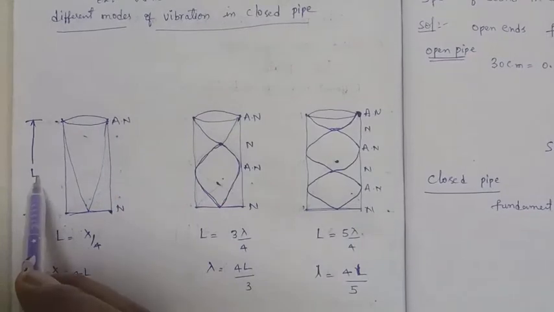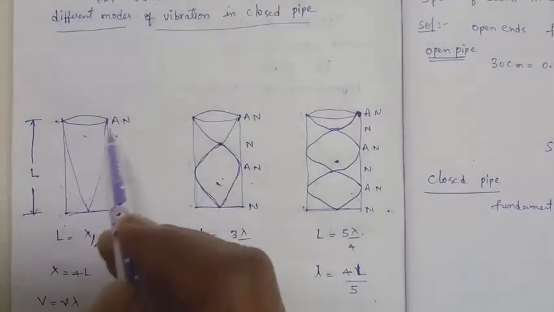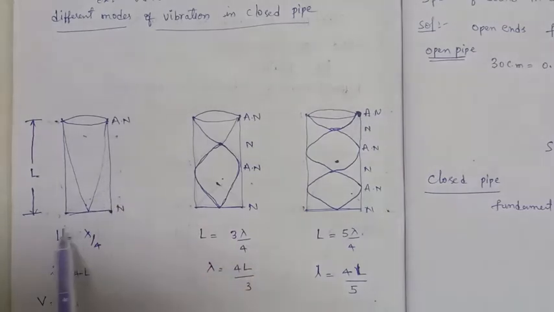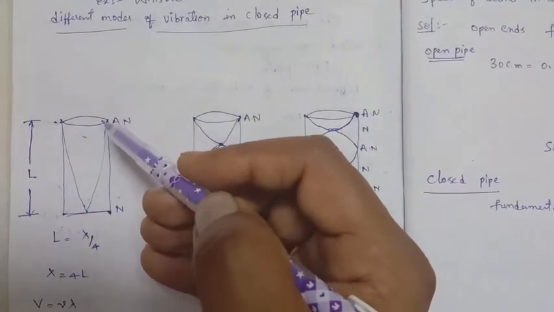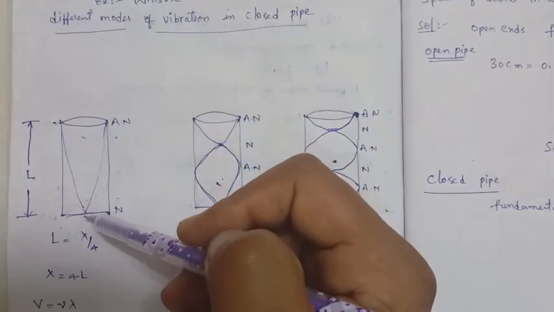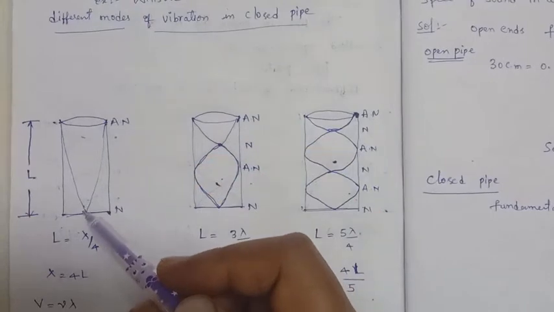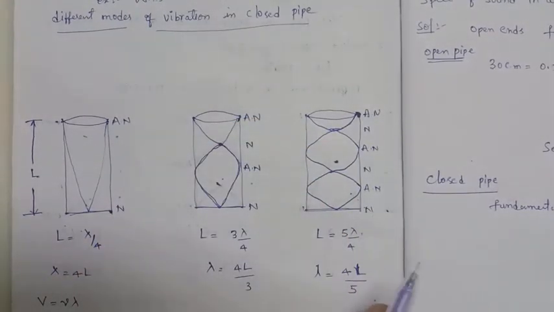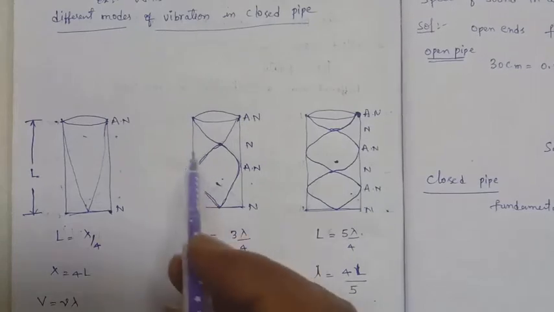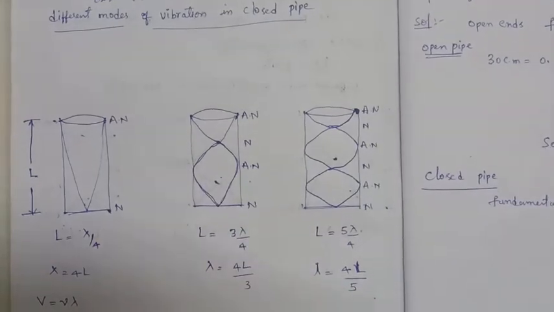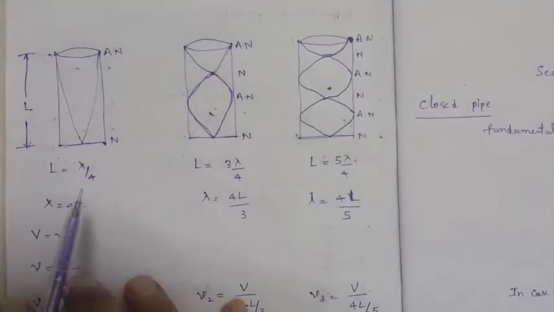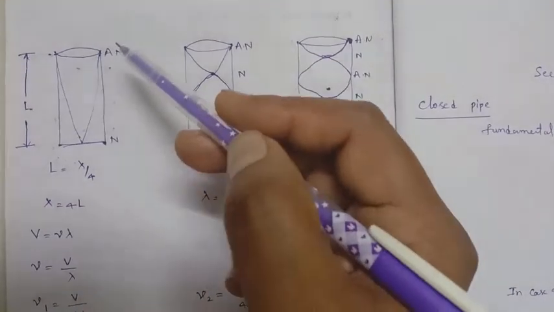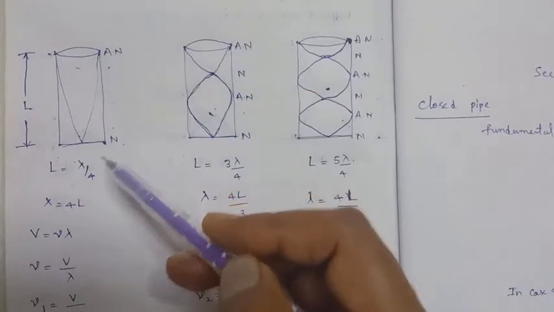So here L is common, but at the open end we get an antinode, and at the closed end we get a node. So the sound wave will be sent like this, and it gets reflected at the closed end and comes back like this, and these two interfere, and we get the resonance frequency. In this case, what is the length? From antinode to node, what is the distance?